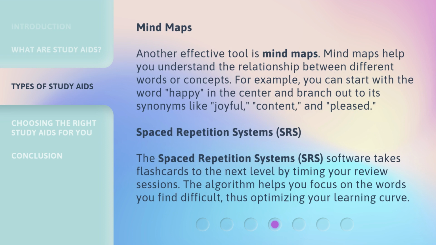Mind maps. Another effective tool is mind maps. Mind maps help you understand the relationship between different words or concepts. For example, you can start with the word happy in the center and branch out to its synonyms like joyful, content, and pleased.